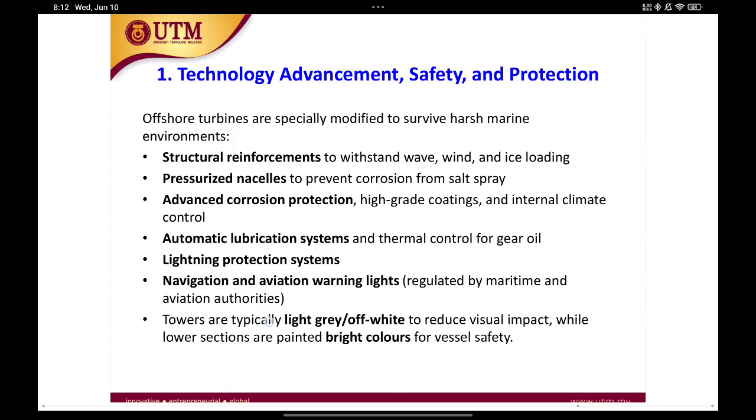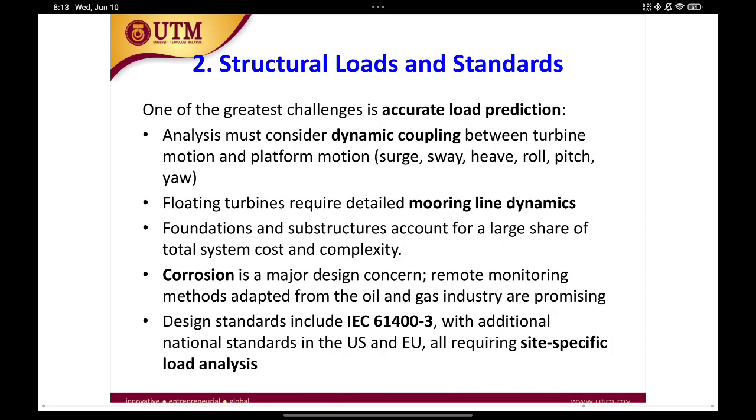Okay, so to avoid any visual impact, you paint it gray or off white gray. By painting like this, from the sea you basically cannot see the wind turbine. Okay, or you barely see the wind turbine. So that reduces the visual impact lah. But in the lower section of the wind turbine, usually we paint it a bright color for vessel safety lah. So if a boat is near the wind turbine, they can see it properly.